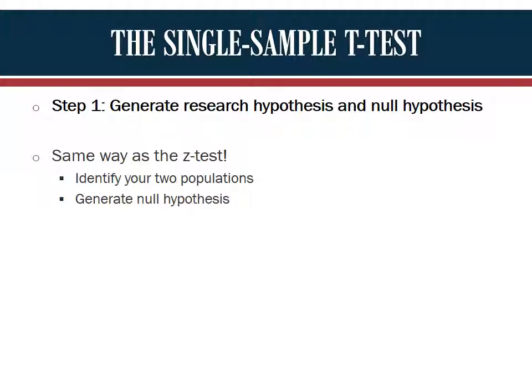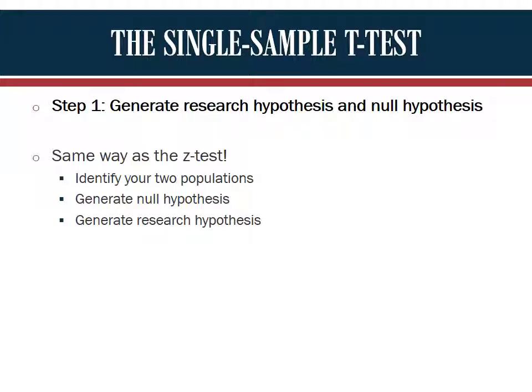And then you use those to generate your null hypothesis. Remember that the null hypothesis has those 3 pieces of information you need. You need to state that there's no difference. You need to mention the 2 populations, so there's no difference between population 1 and population 2 on whatever the DV is. So you got to mention there's no difference, you got to mention the 2 populations, you got to mention the DV. But you do that the exact same way as we did in the z-test.